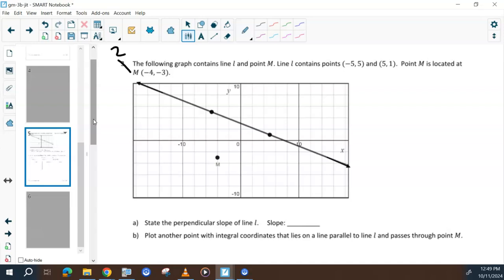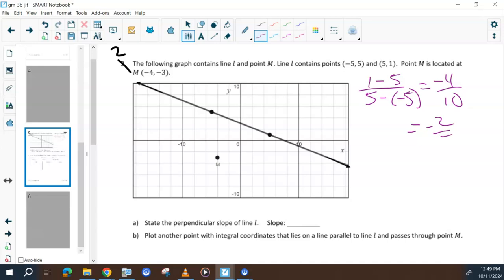State the perpendicular slope. So I'm just going to find the slope algebraically, because that would probably be the easiest thing right here. Which was... So the slope of this line is negative 2/5. The perpendicular slope would be the negative reciprocal, so 5/2.